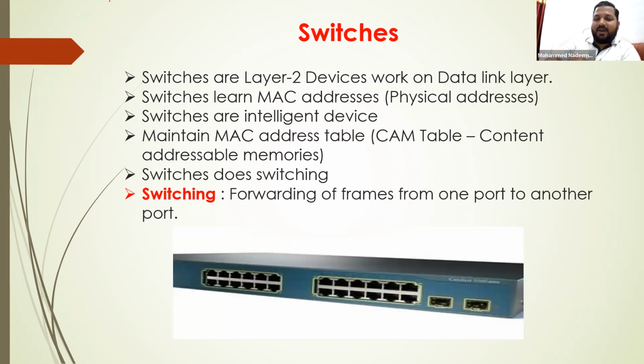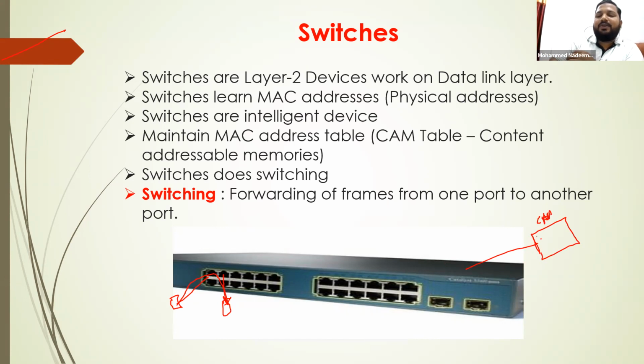Let's continue this talk about switching tomorrow. If you connect one system here and one system here, they will connect to two different ports. So this frame will get forwarded from one port to another port. This is called switching. Another thing is, this switch is an intelligent device. Why? Because it maintains a CAM table, content addressable memory. CAM table is nothing but a brain.